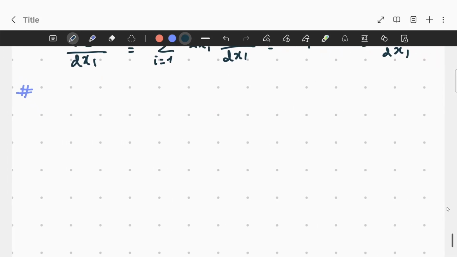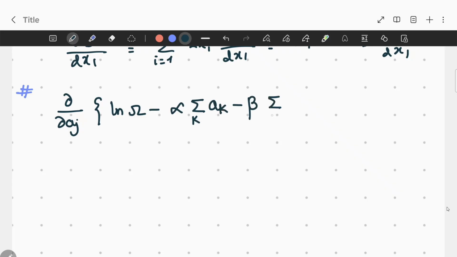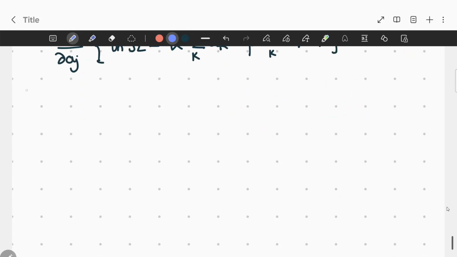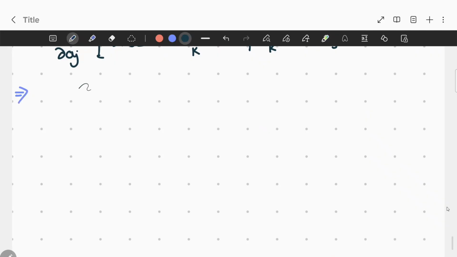Okay, so now we'll proceed. We have to do this derivation, differentiation. We'll do it term by term, right? Take the first term only. It is this one.